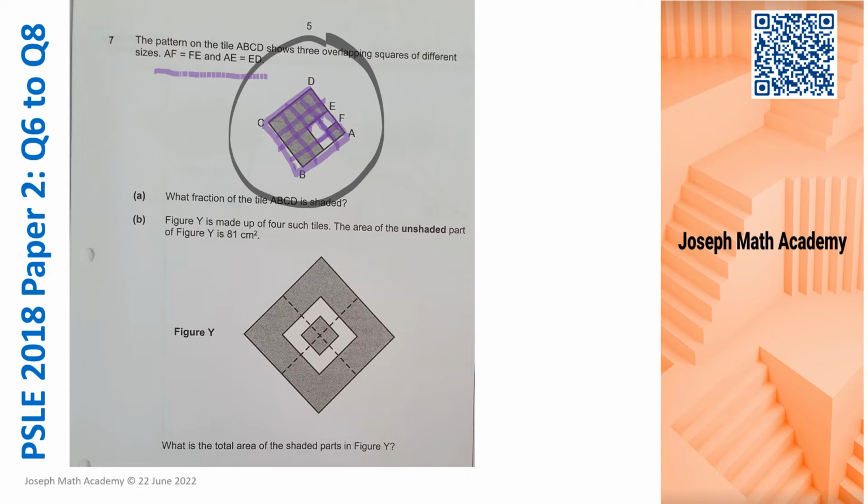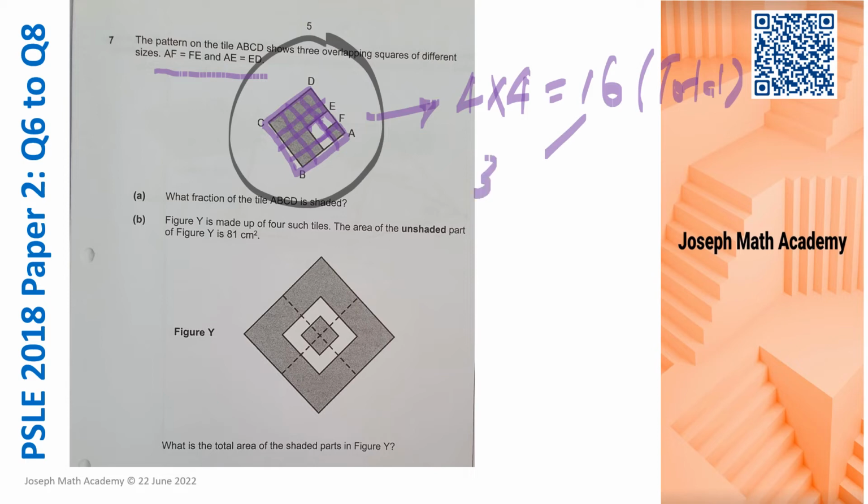So finally, we have a square that is 4 by 4. That is 16 units. 16 is the total. And in this 16, there are 3 units unshaded. And of course, there are 13 units shaded.